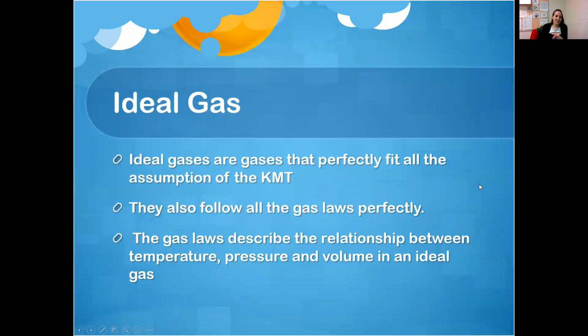So ideal gases are gases that perfectly fit all of these assumptions. They follow all of the gas laws perfectly. They make our calculations super, super easy. All of the different gas laws that describe the relationship between temperature, pressure, and volume would work just the way we want them to. So ideal gases have no volume, have no forces of attraction, have elastic collisions, all of that kind of stuff.